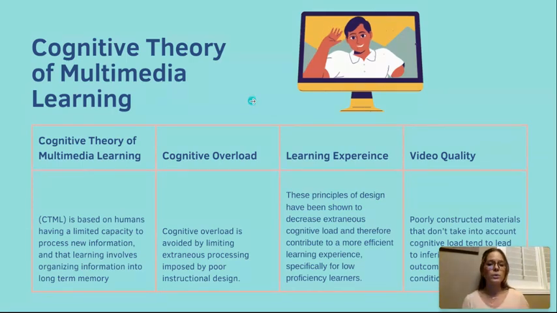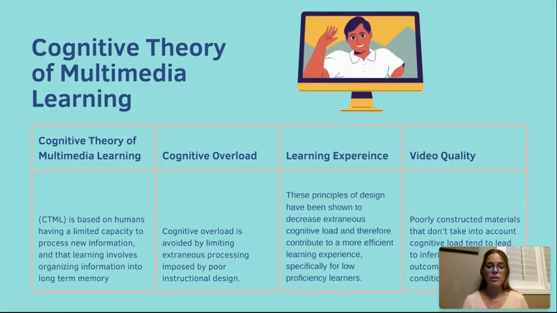Another thing to consider when we are talking about using visuals in education is the cognitive theory of multimedia learning. So that is based on humans having a limited capacity to process new information, and that learning involves organizing information into long-term memory. So with that, something we need to avoid is cognitive overload, and we can avoid that by limiting extraneous processing, which would come from poor instructional design. So we want to have an effective instructional design to eliminate cognitive overload. And this will affect the learning experience.